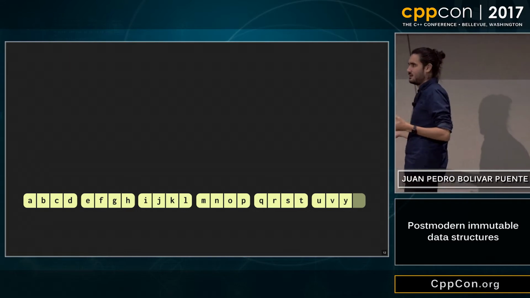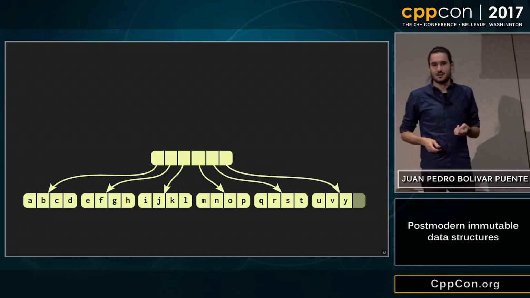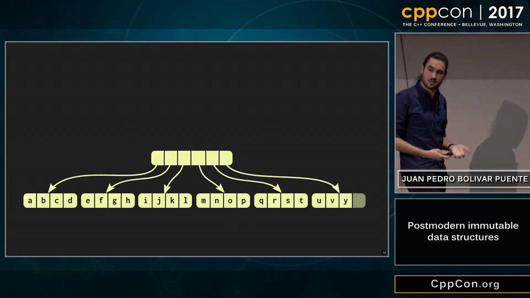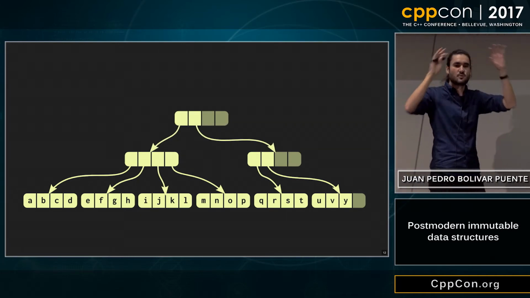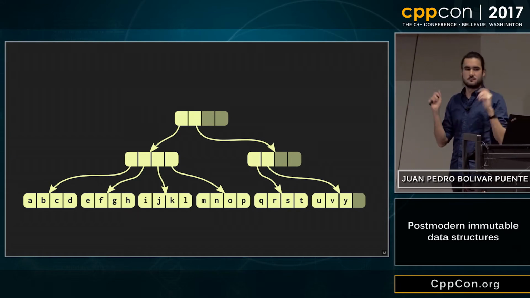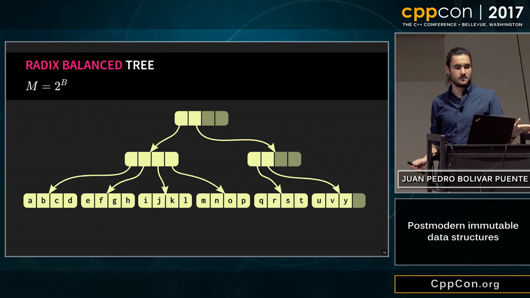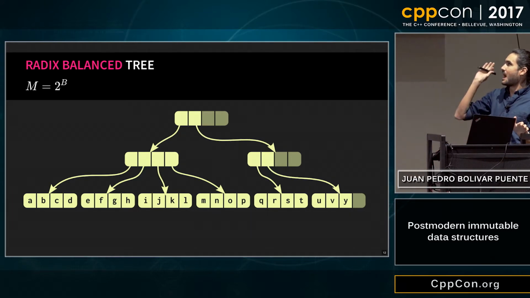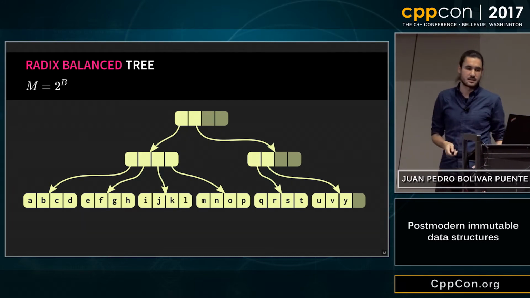I could just do a linked list. No, that's not a good idea. Let's put them in another array. I have the same problem again, and recursively, we split it, and eventually, we get this perfectly regular tree where every node has a fixed amount of blocks. This data structure is called a radix balanced tree that is characterized by a branching factor that we denote normally as m, which has to be a power of 2. We'll see soon why that is the case.